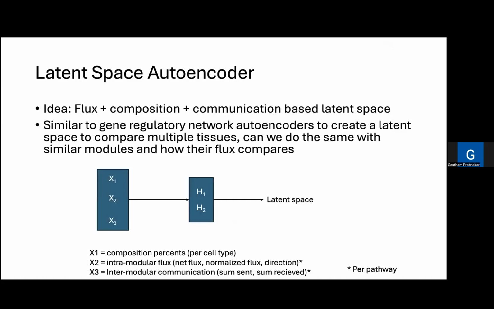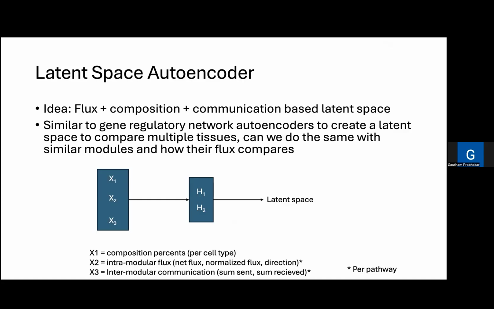So I built a latent space for this in which we combine the ideas of flux, cell type composition, and cell-cell communication. The first input of this model would be the composition percentage. So what cell types are involved, and what percentage of each of these. The next input would be intramodular flux, so how does the module itself interact with the surroundings? The input would be modules rather than individual cells, if that clears things up a little bit.